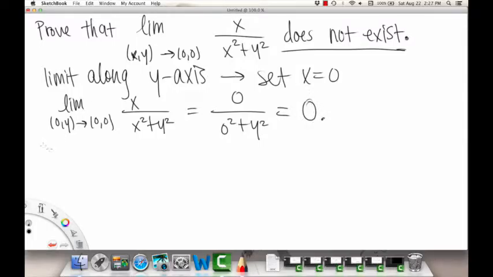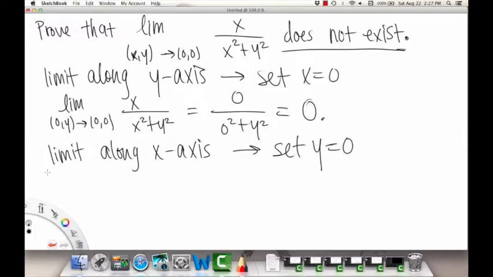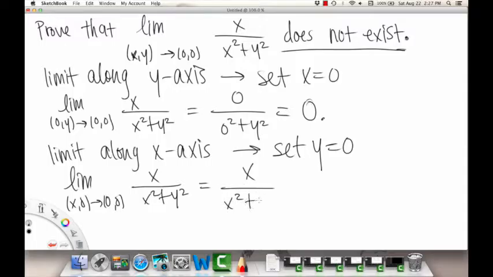So now let's see what happens along the x-axis. Conversely, that would be setting y equal to 0. So if you set y equal to 0, let's see what goes on here. We have (x,0) goes to (0,0) of x over x squared plus y squared. So that's equal to x over x squared plus 0 squared, which is equal to x over x squared. We can cancel out a single x on the top and bottom, so we just get 1 over x.